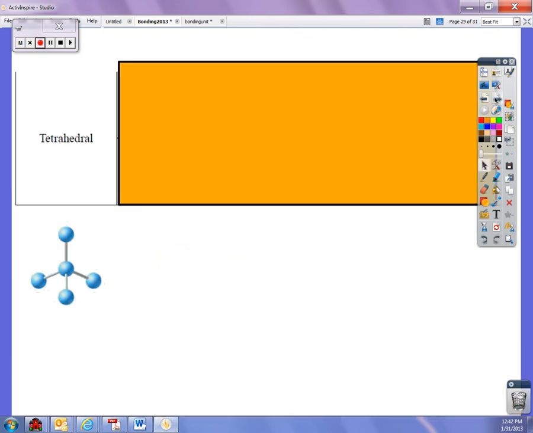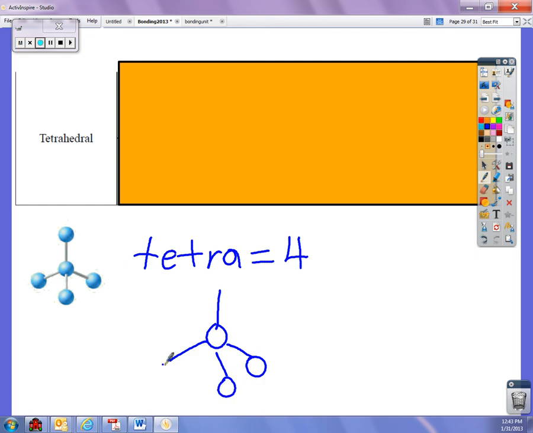And our final shape is the tetrahedral. The tetrahedral. Tetra stands for what? Tetra. The prefix tetra is equal to 4. So it's one central atom, right? And it's got 4 atoms surrounding it. Tetrahedrals have no leftover electron pairs. See? And they are typically nonpolar. Here we go.